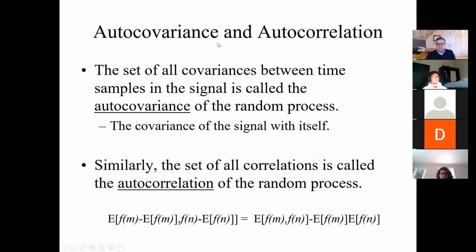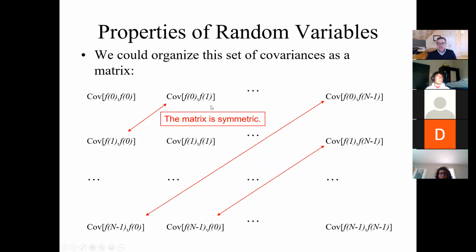And so, new terms. That set of all covariances between time samples in the signal is called the autocovariance of the random process. In other words, it's the covariance of the signal with itself, auto, self. And so this matrix could be used to describe the autocovariance.